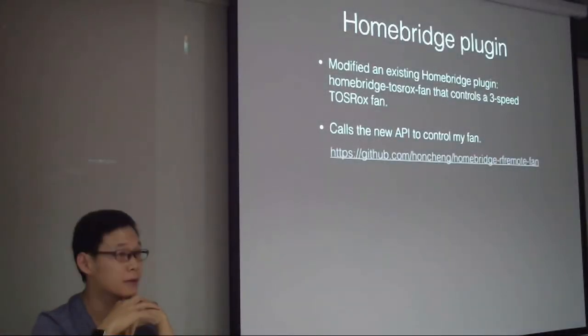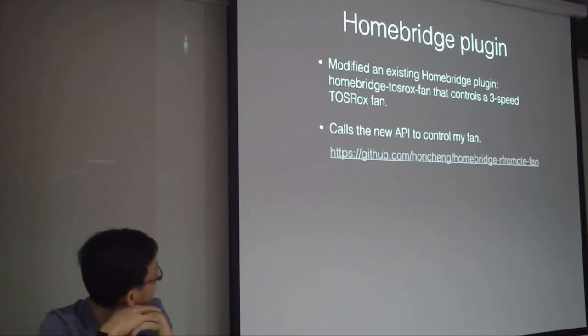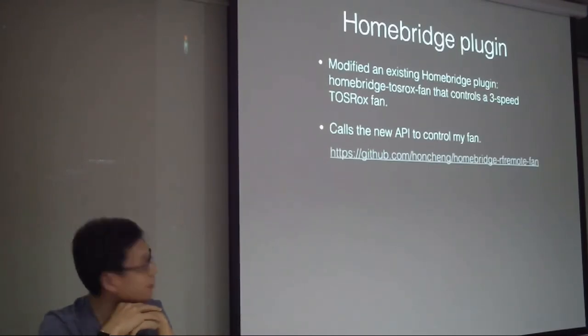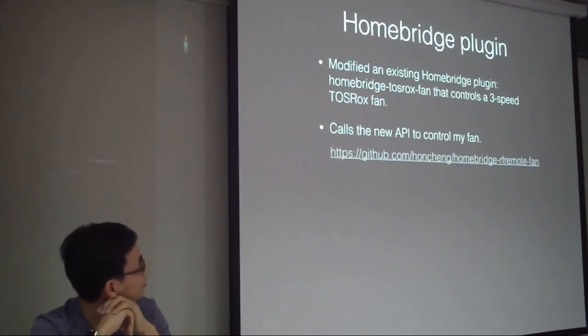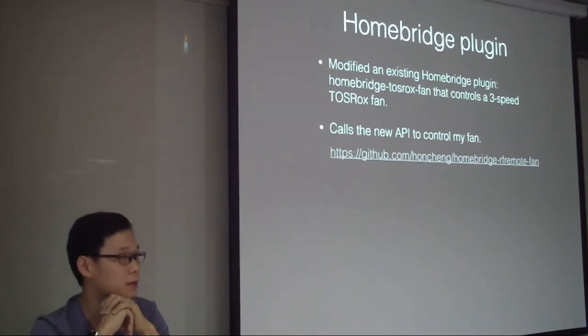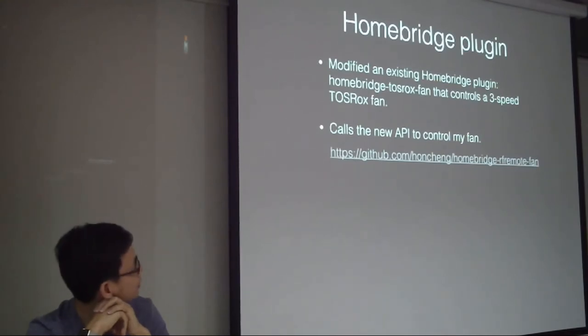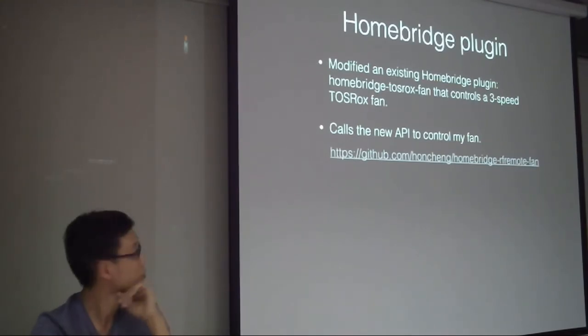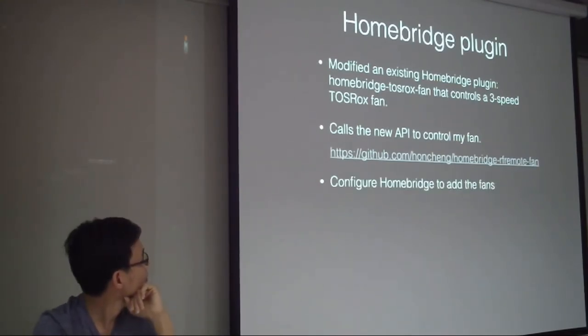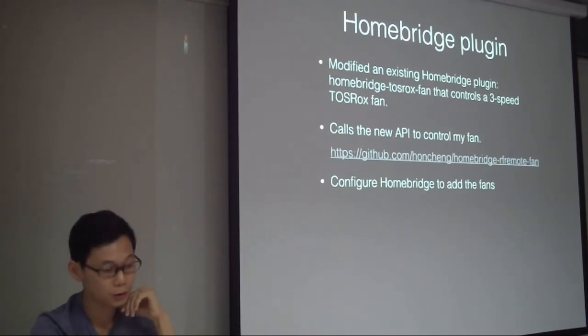And then I took an existing plugin. So this plugin, it controls a 3-speed fan, which is the same as my fan. It also has a temperature sensor, but mine doesn't have. So I removed the temperature sensor and I modified it to call my own API. Then configure HomeBridge to add the fan.